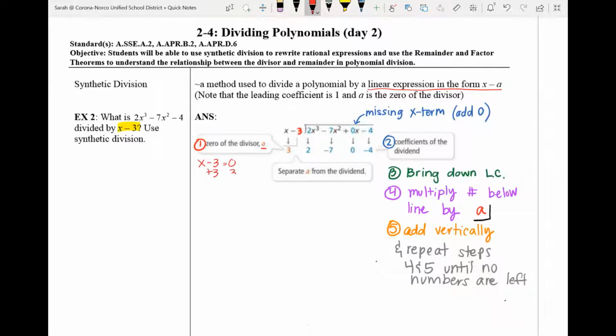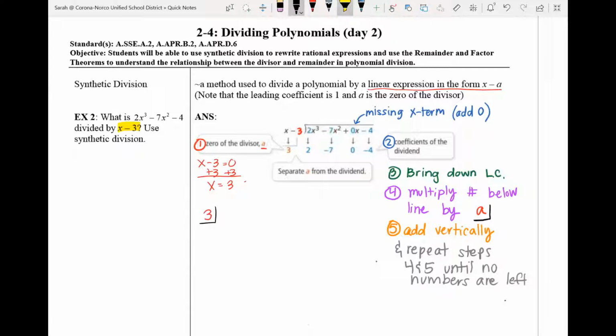And so doing that, I have to add 3. And so my 0 is equal to 3. That's what's called the a. And so what I do with a is I write that number down. So I'm going to write 3 here, and I'm going to separate it from the dividend using this little box.